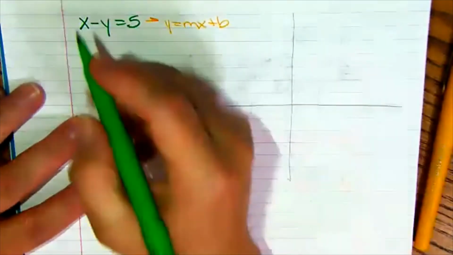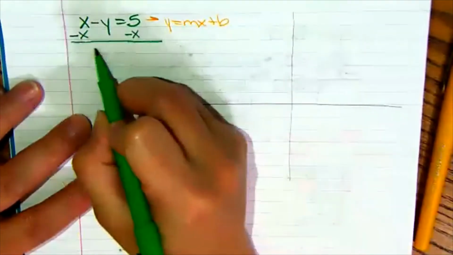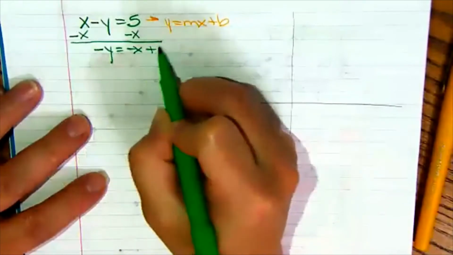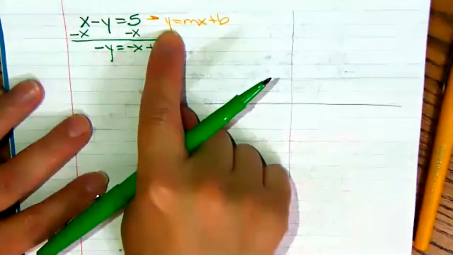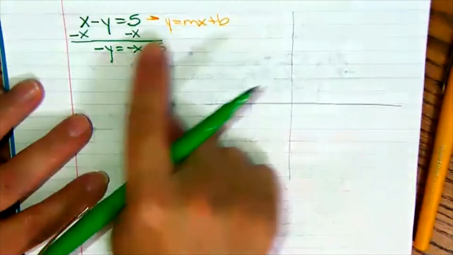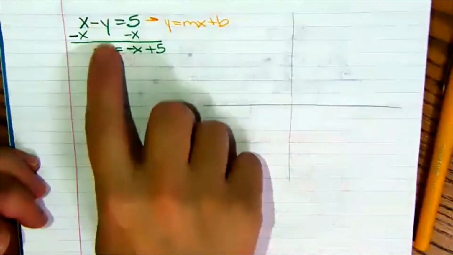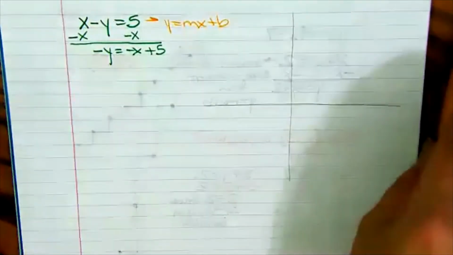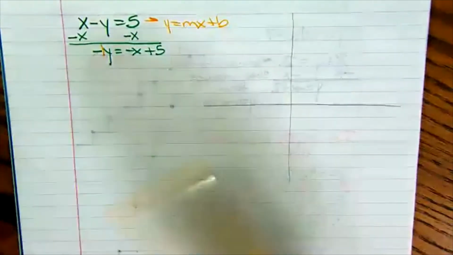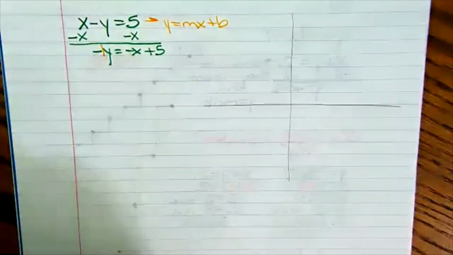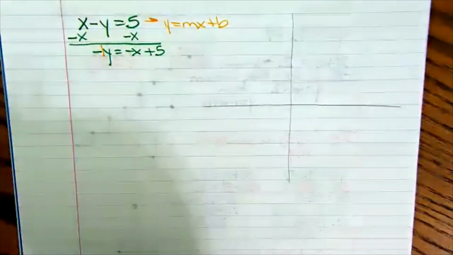Okay. So let's subtract x from this side, subtract x from this side. -y equals -x plus 5. I don't like -y. Y needs to be by itself. So technically, this is multiplying times -1. Remember that -1 is there. So technically, this is saying -1y equals -x plus 5. I don't like that.